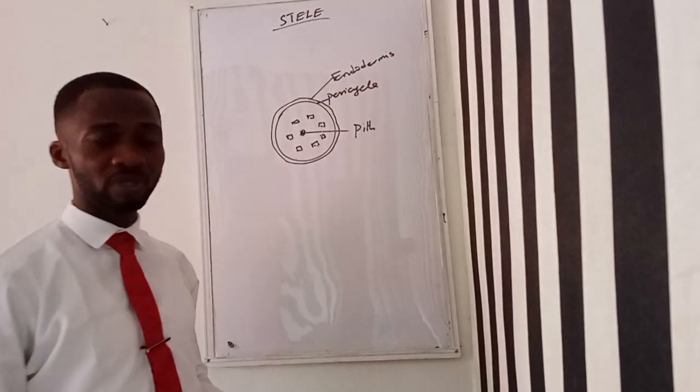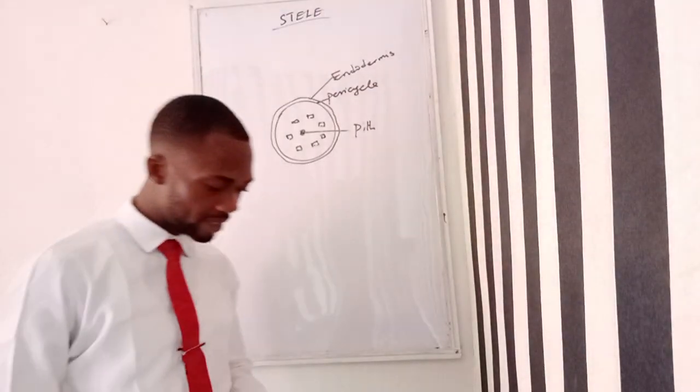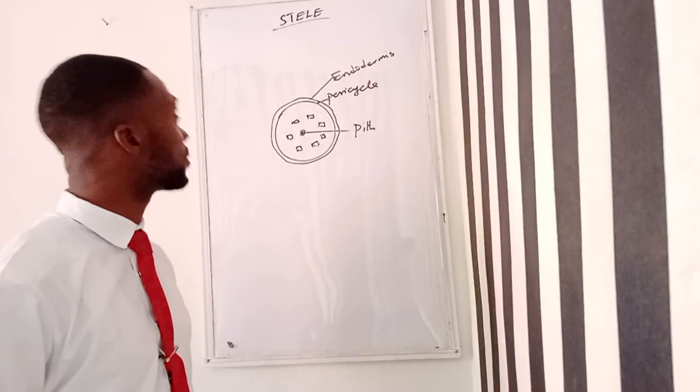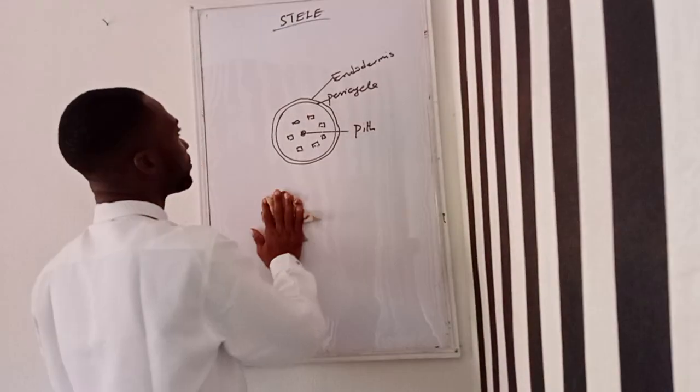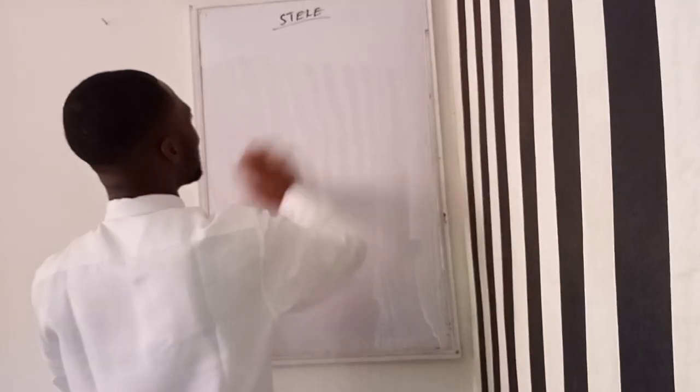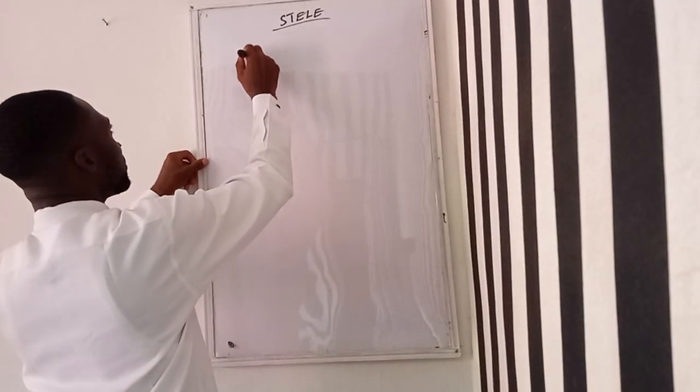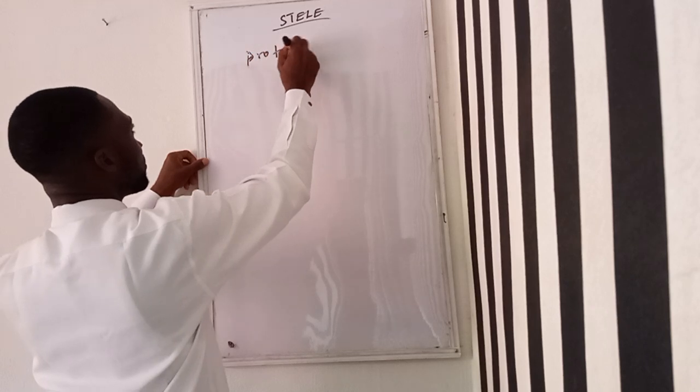But we are still going to come to that probably in the later part of this study. So this is what pith is. Scientists have studied this stele and they discovered that there are three categories of stele. The first one is called the protostele.